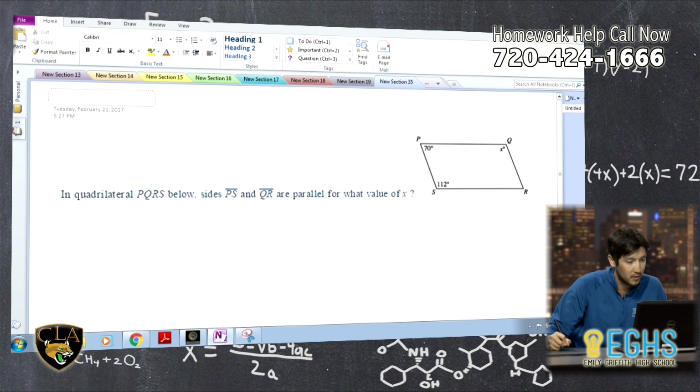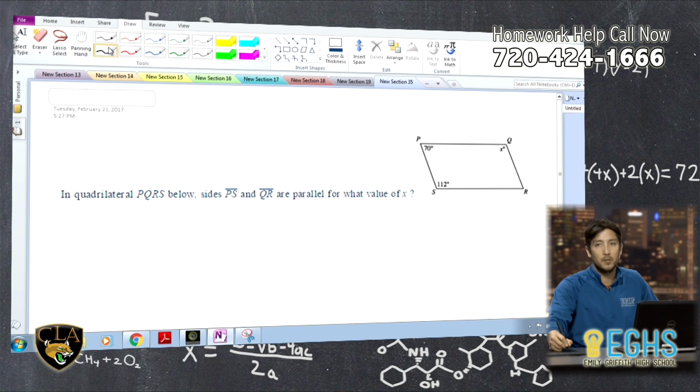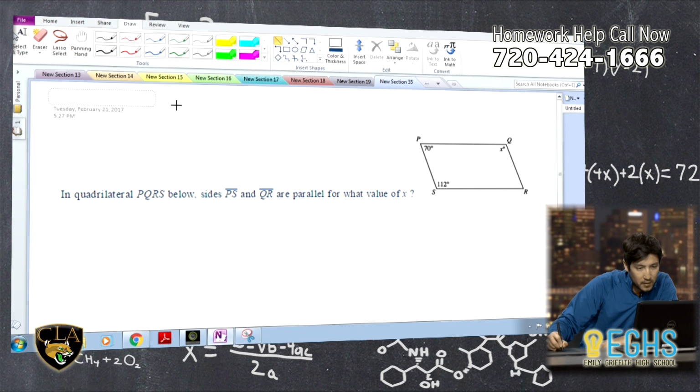Let's see what we have here. In quadrilateral PQRS below, or in this case to the right, sides PS and QR are parallel for what value of x? So here is kind of what we need to know. I'm assuming that you have recently learned about the parallel lines conjectures. So I'm going to quickly draw that out.